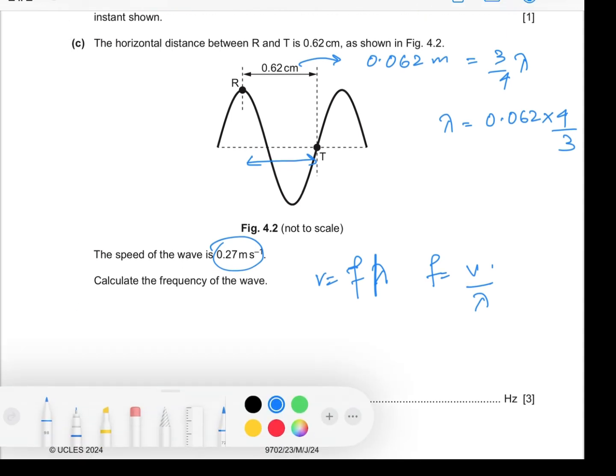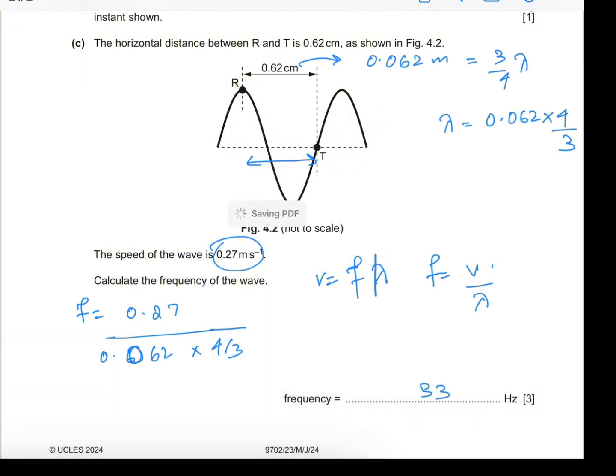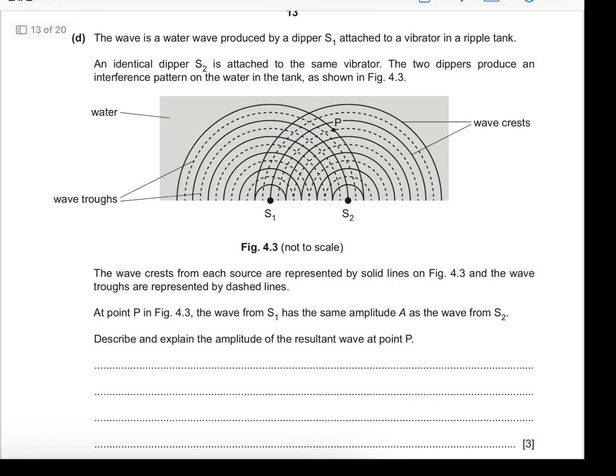Which means frequency is equal to 0.27 divided by 0.062 multiplied by 4/3. And this is equal to 33 hertz, corrected to two significant figures.